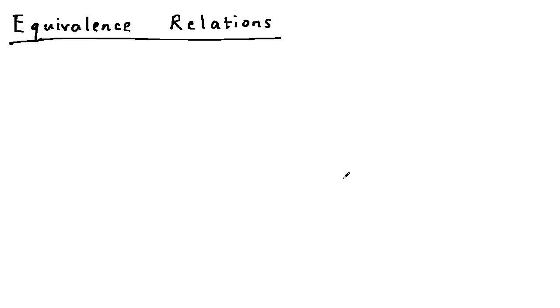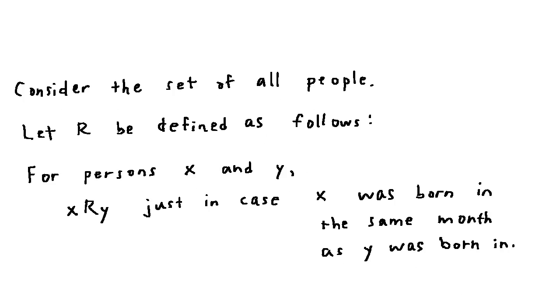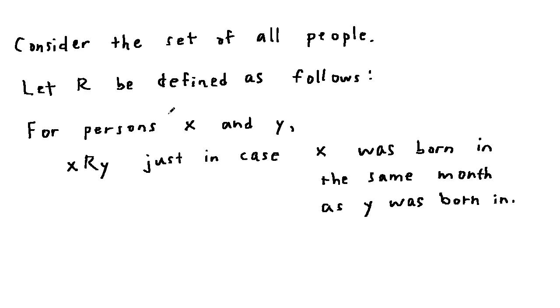For example, consider the set of all people, and let R be defined as follows. For persons X and Y, XRY just in case X was born in the same month as Y was born in. Then R is an equivalence relation.